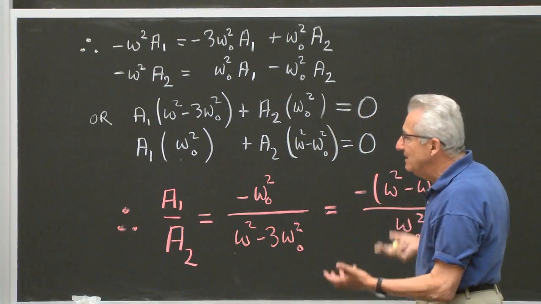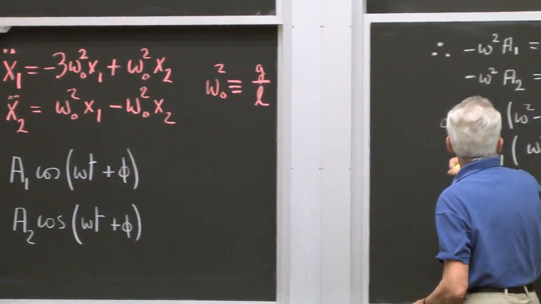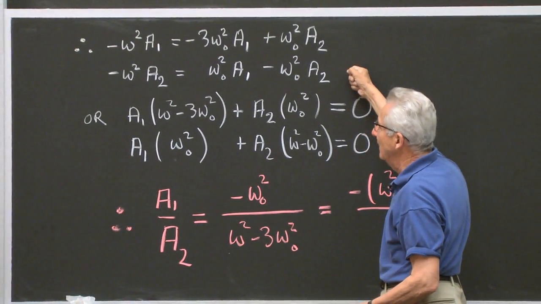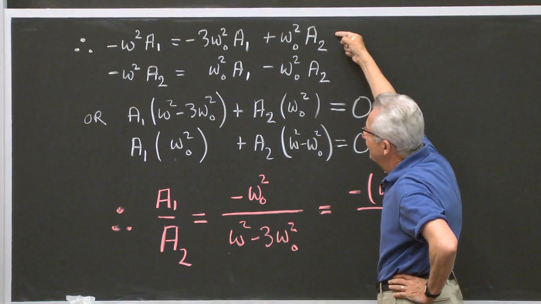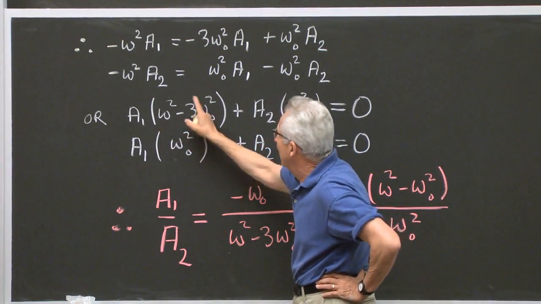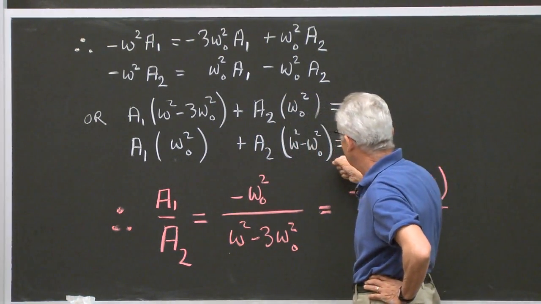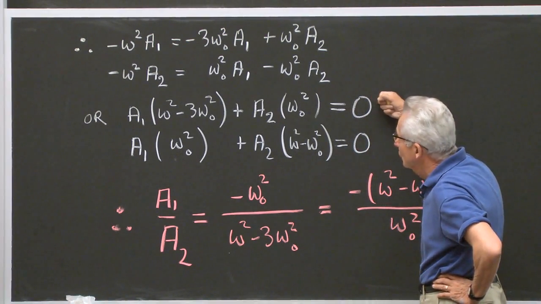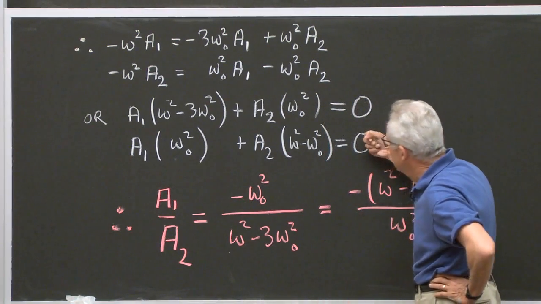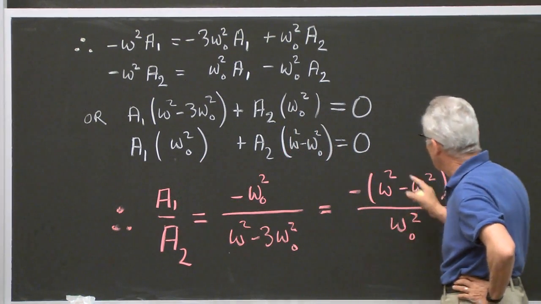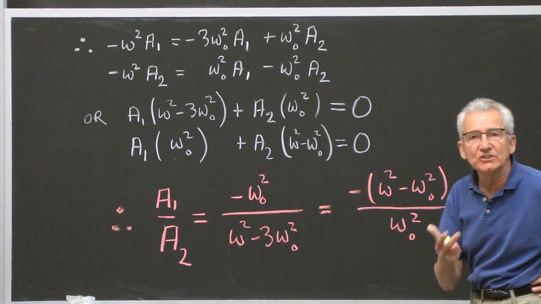So if my guessed functions satisfy those equations, then these algebraic equations must be satisfied. But you'll notice something interesting. If I take the first of these equations, it boils down to A1 times this quantity plus A2 times this quantity equal to 0. And the second equation boils down to this. If this is true, then a1 divided by a2 has to be equal to that. If this is true, then a1 divided by a2 has got to be equal to this. That means that this has to be equal to that, or else I have an inconsistency.